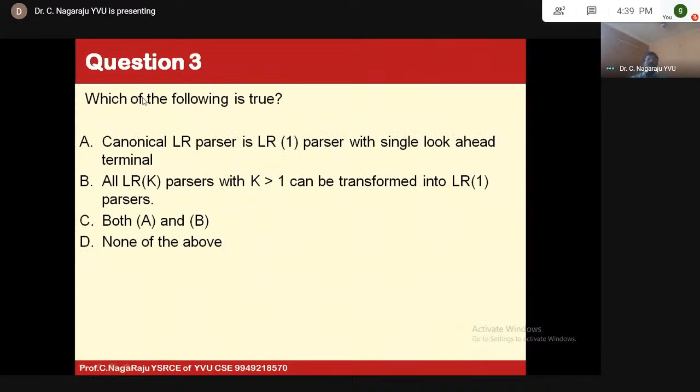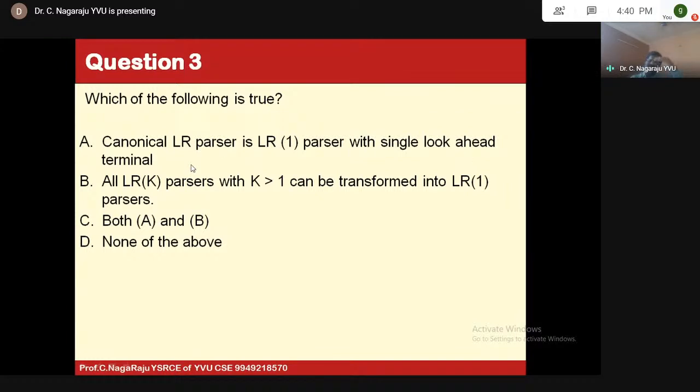Question number 3, which of the following is true? Canonical LR parser is an LR1 parser with a single lookahead terminal. Second, all LR(k) parsers with k greater than 1 can be transformed into LR(1) parsers. So which one is correct? The canonical LR parser is an LR1 parser with a lookahead terminal.